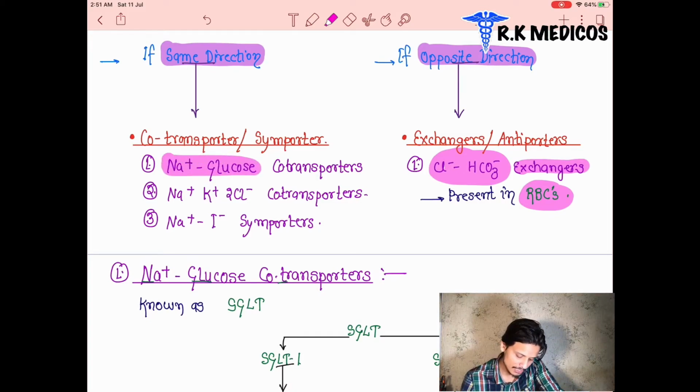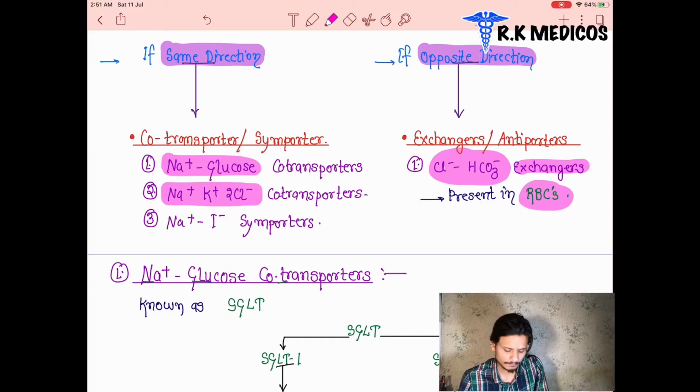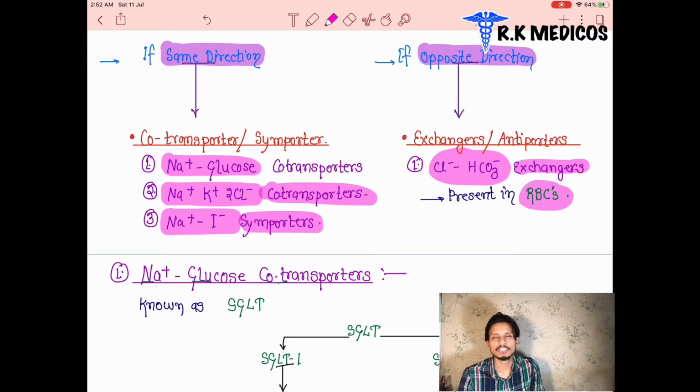They are moving to the same side. The next one is the sodium potassium 2 chloride co-transporter. It is present in our nephron and helps in transporting sodium, potassium and 2 chloride ions in the nephron. We are discussing this in the renal section. Next, the third one, sodium iodide symporters. So the sodium glucose, sodium potassium 2 chloride symporters or co-transporters, and the last one is the sodium iodide transporter.